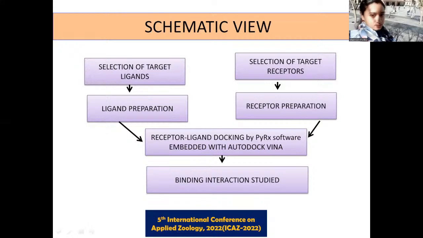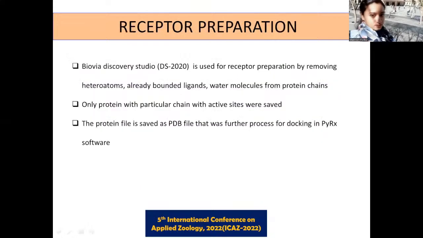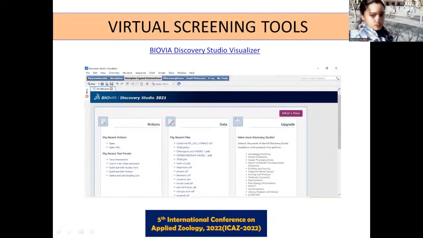and receptor, and then we prepared them in the Discovery Studio Visualizer, and in the PyRx software we process the receptor-ligand docking, and at the last we studied the binding interaction of the receptor and ligand. For the preparation of the receptor, we use the BioVia Discovery Studio, and in this software we remove the heteroatoms, bonded ligands, and water molecules from the protein chains. Only the protein with the particular chain and active site was saved in the form of a PDB file, and this is the Discovery Studio Visualizer software.